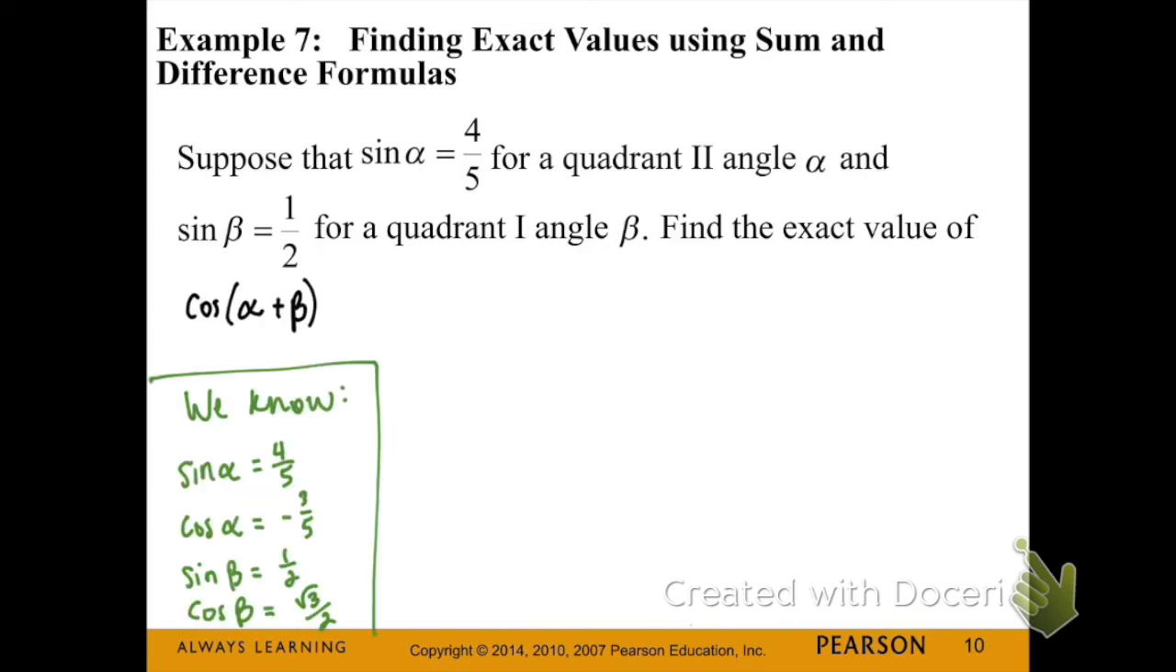Now that we have found cosine of alpha and cosine of beta, we are going to find cosine of alpha plus beta. So here's what we know so far. We got our 2 sine values from the problem, and then the 2 cosine values we just worked to find. So we're going to use our sum cosine equation.